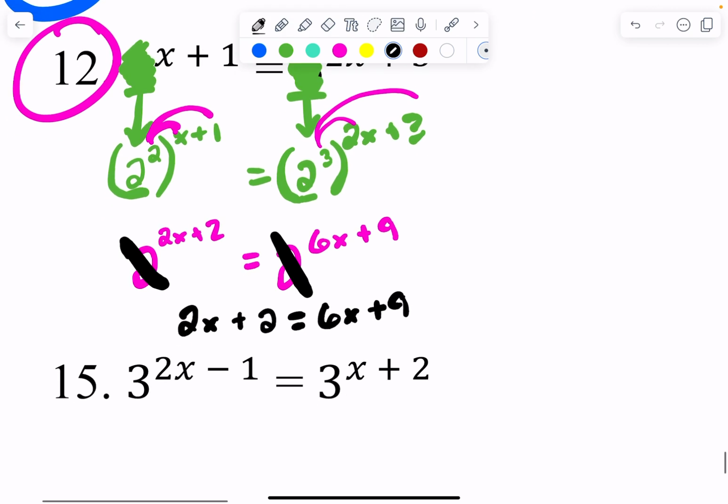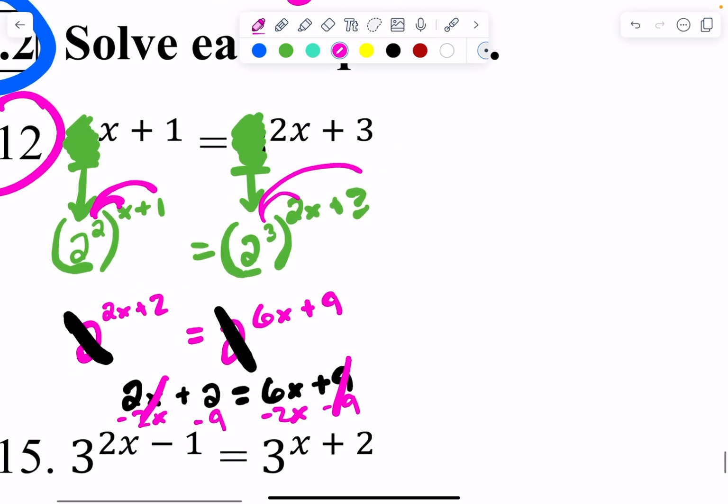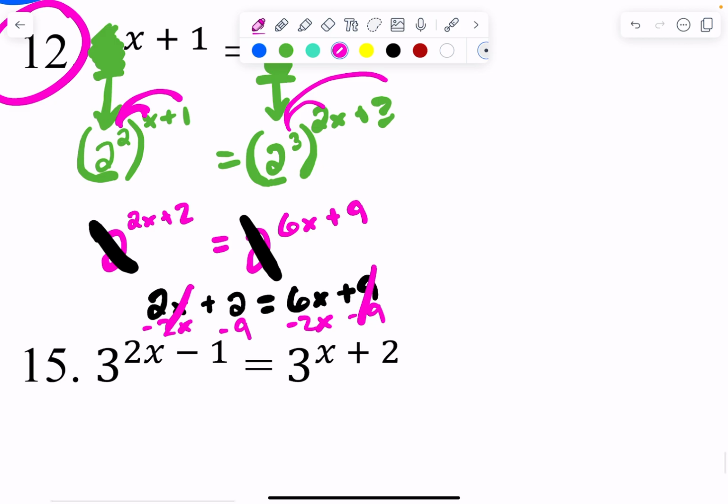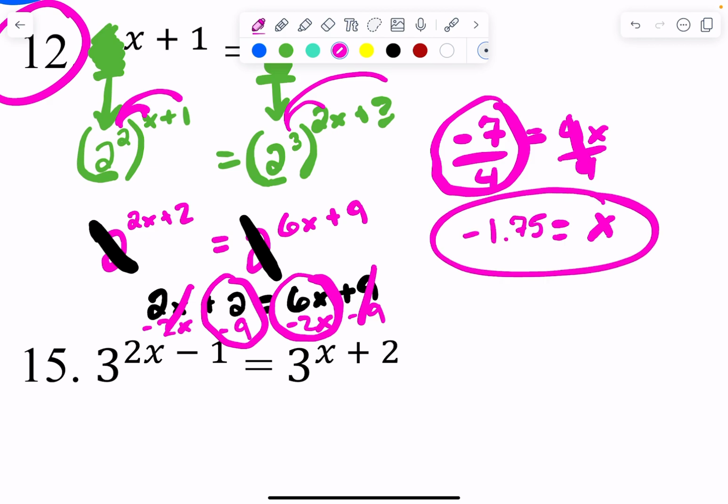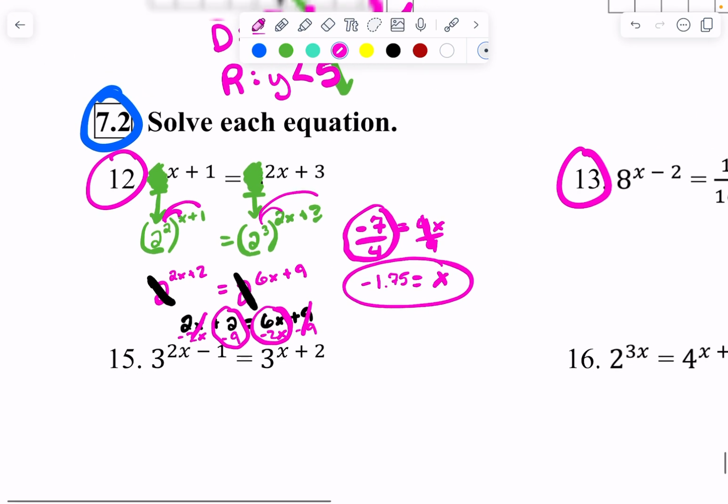I have those equal to each other, and then I'm going to subtract the 2x, so I get him over here, and then I'm going to subtract the 9. This is not going to be nice. Did I do that all right? Yeah. Okay. It's just going to be not nice. 2 minus 9 is negative 7, and then 6x minus 2x is 4x. And if I divide by 4, you can leave it as negative 7 over 4 if you want to. Or 7 over 4 is 1.75 is what that guy is. So either way, I don't care, whichever. But that is number 12.